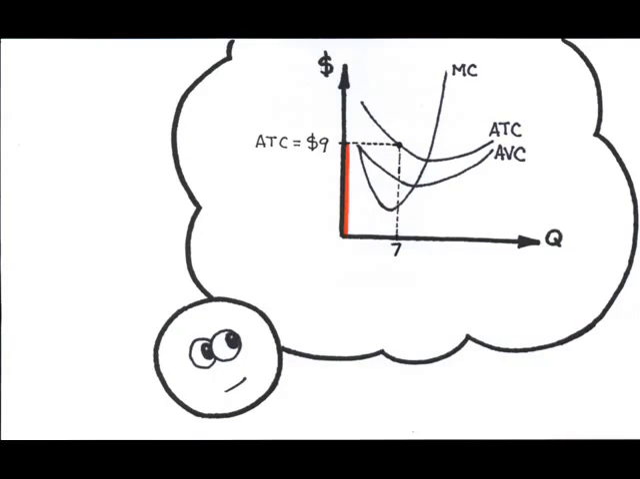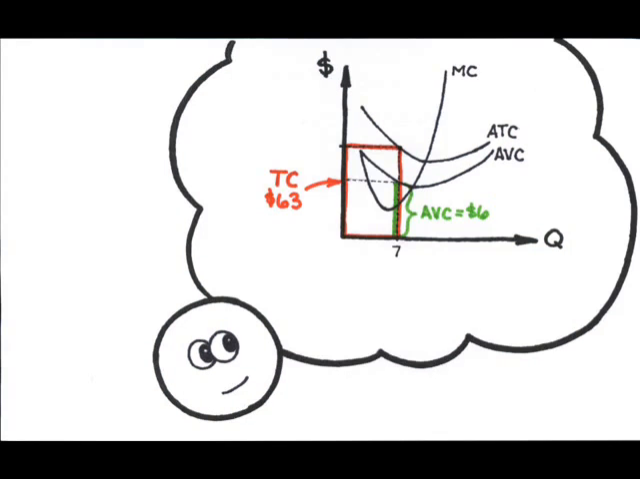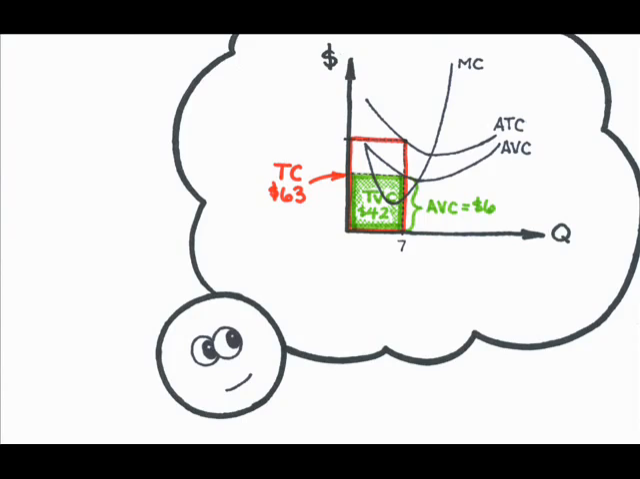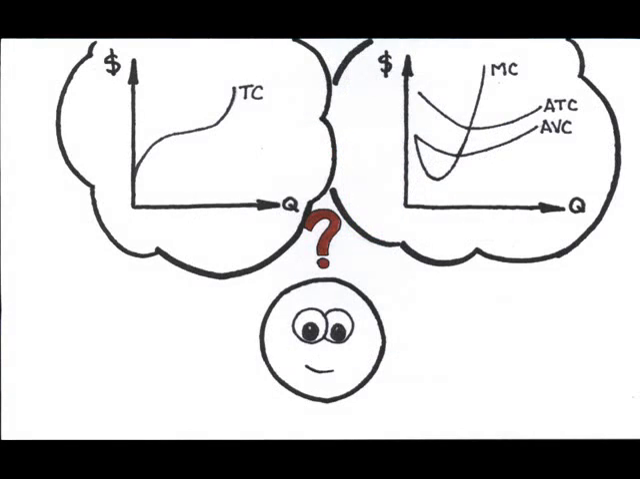Now for the total costs. If 1 unit costs $9, how much do 7 units cost? $9 per unit times 7 units is $63. The variable piece per unit is $6, so the variable cost of all 7 units must be $42. Therefore, the remaining $21 represents fixed costs. Conclusion? We can get all of the cost information from either of the diagrams.